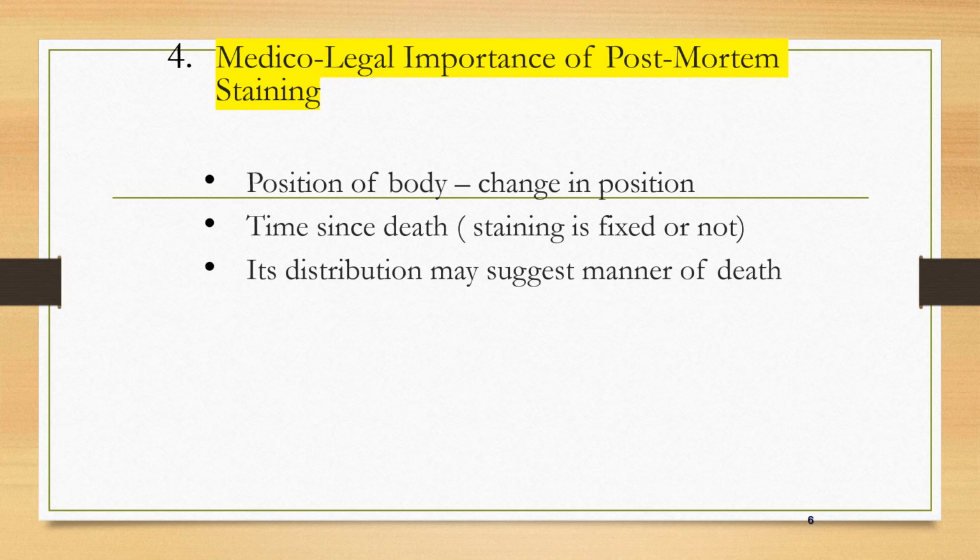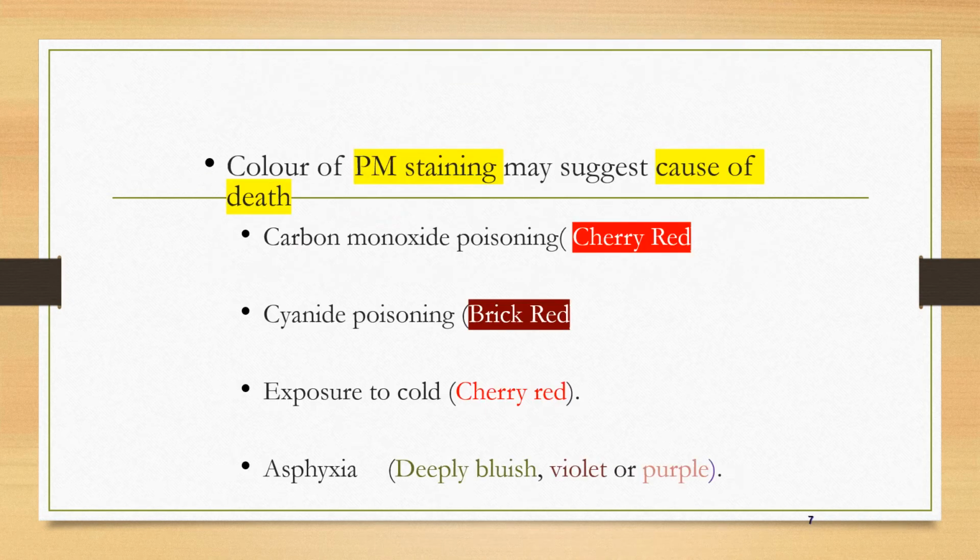Like if it is hanging, then you will see the stagnation in the feet area, earlobes area, nose, tip of the nose. And if it is drowning, as the body is floating, the postmortem lividity will vary from place to place. So manner of death also can be seen in case of postmortem lividity.